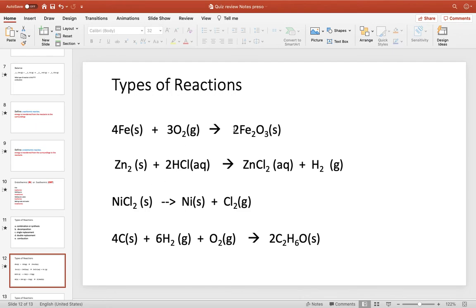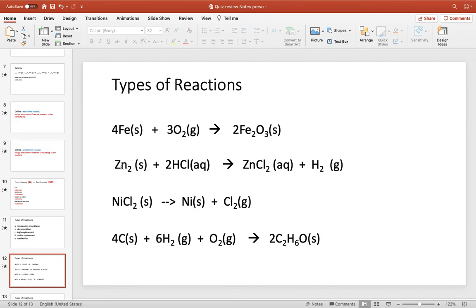Let's look at some examples of type of reactions. You don't have to worry about balancing them on the quiz. They're already balanced. You just have to figure out what type of reaction they are. I would really recommend you don't even look at the numbers. Just look at the main chemicals. The main chemical here is Fe all by itself, O2 all by itself, and then over here Fe and O are together. So that is what we call combination or synthesis.